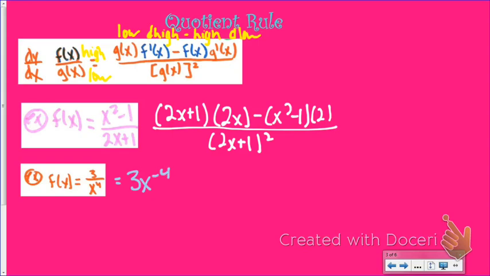We've already been solving that question. To find my derivative, all I have to do is use the power rule. And then I can rewrite that as negative 12 over x to the fifth.